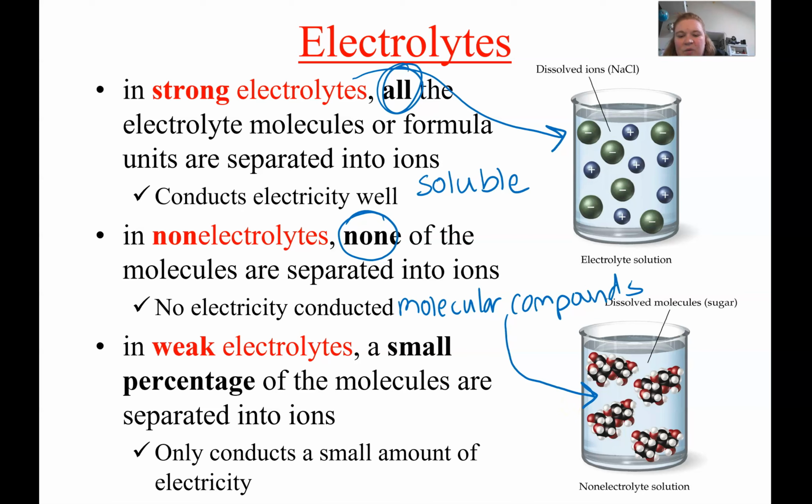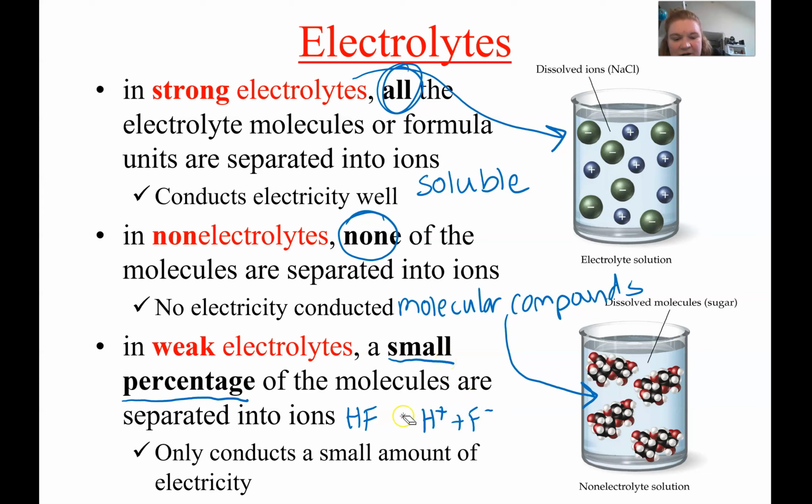The last category are weak electrolytes. And with a weak electrolyte, we will get some ions. A small percentage will break apart into ions. So that means the light bulb will turn on, it just won't be as bright. An example of this is hydrofluoric acid. It breaks apart into hydrogen ions and fluoride ions.